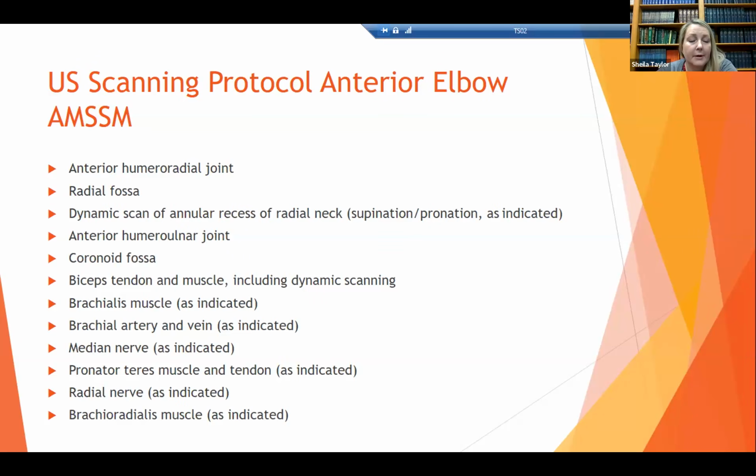You can look at the brachialis muscle, the brachial artery and vein, and then our nerve structures. And then depending on what you're looking for in your patient, you can go more in depth into the nerve ultrasound aspect of it. But most importantly, when you think about anterior elbow ultrasound, the anatomy of that biceps tendon dictates how you perform the ultrasound, and it can make it a technically challenging ultrasound for new ultrasonographers. So we'll go into that a little bit.